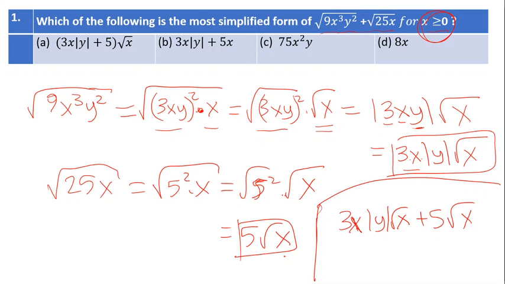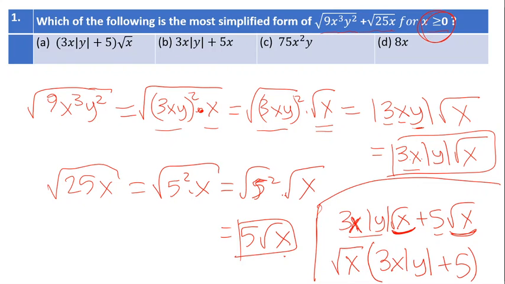Now here the common factor is square root of x, so we factor it out, and then write 3x absolute value of y, and the remaining part plus 5. So the answer is A. This is the commutative property. You can switch their places, so we will have A.